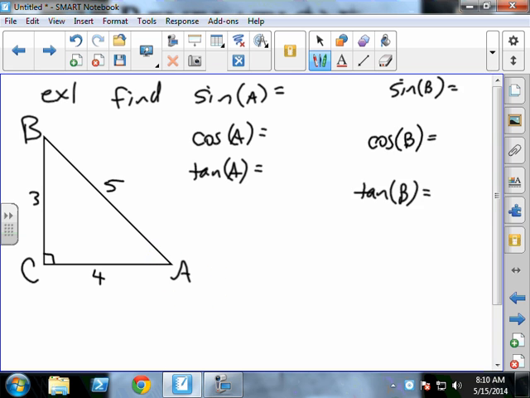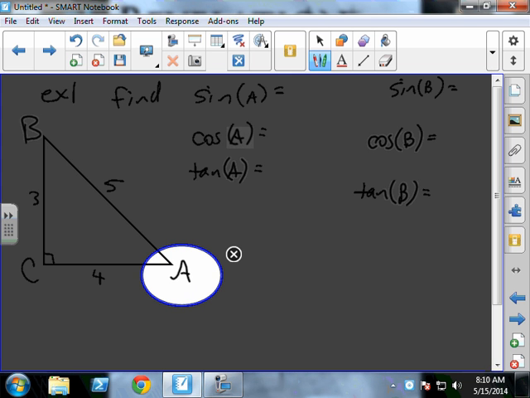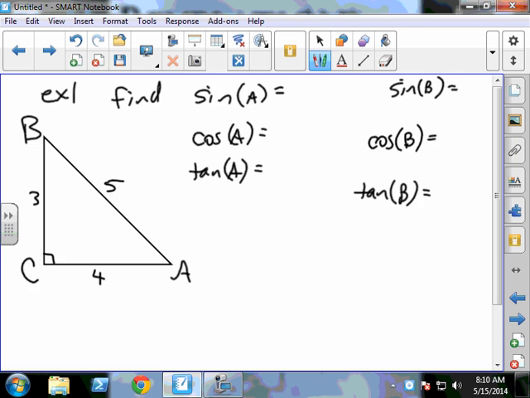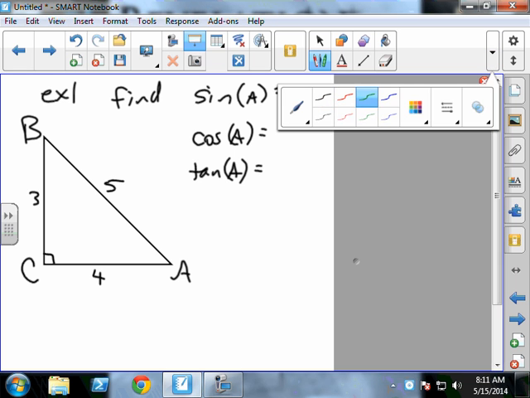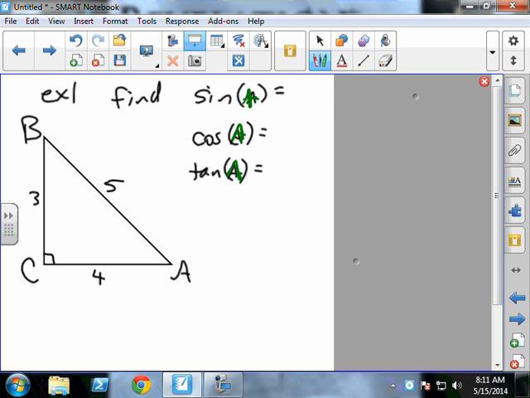For a minute, I want to focus on A. In other words, I just want to focus on these first 3 questions here. If I'm focused on that, I need to label parts of the triangle respective to angle A. Respective to angle A, I need to understand what part of the triangle is what. In other words, I need to know what the ADJ is, what the HYP is, and what the OPP is.